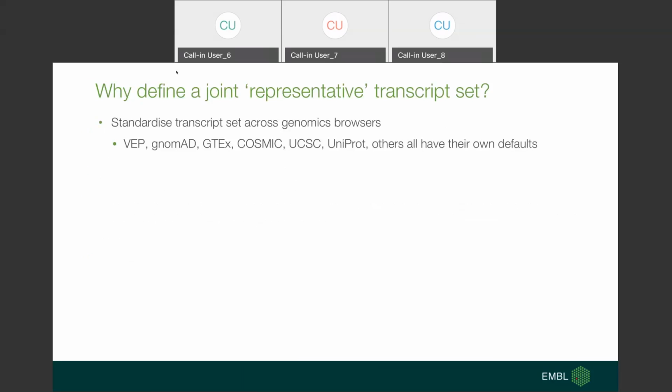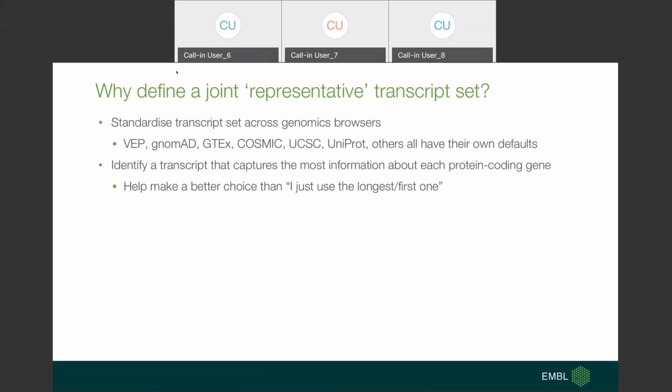And we thought, well, it would be helpful in terms of standardizing the transcripts that you see in genomic browsers. So for example, VEP, gnomAD, all of the resources that I've listed here, they each have their own default canonical, but they are not always the same. And so it can be challenging if you're trying to use all of these resources at the same time. You're constantly moving from one default to the next.